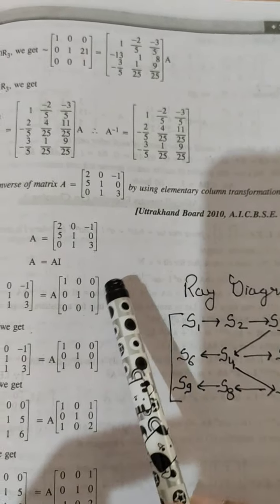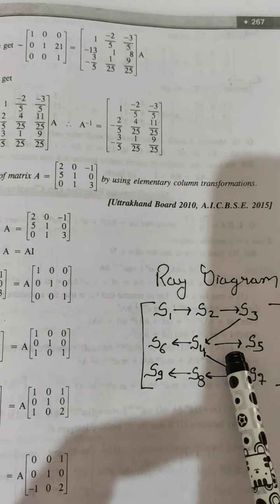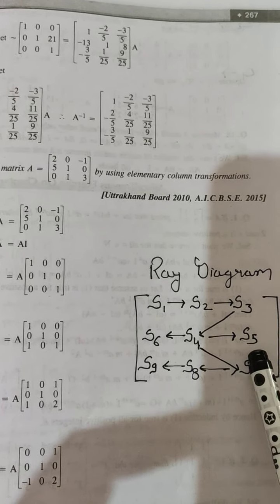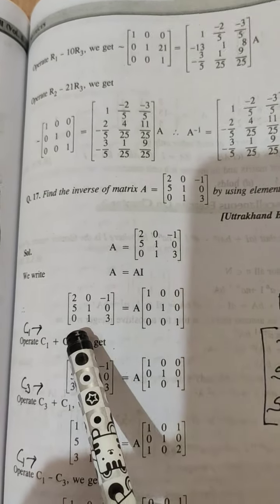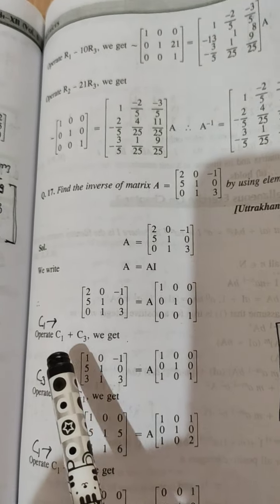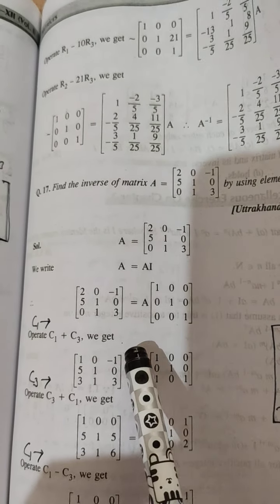So when we are applying column operation, we will always change the element into 1, and then with the help of that 1 we will change others into 0. So let us see with this question. We write A is equal to AI, substitute the value of A, value of I. Now we operate where we will do the changes.